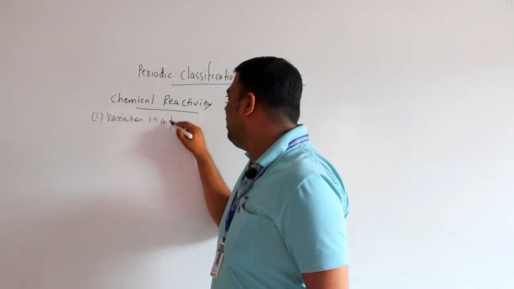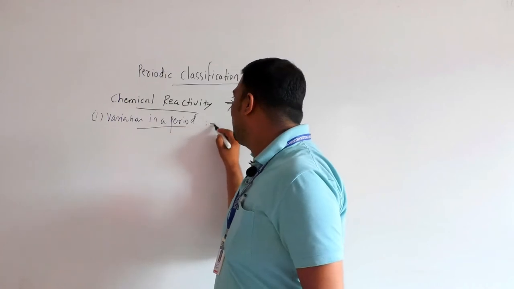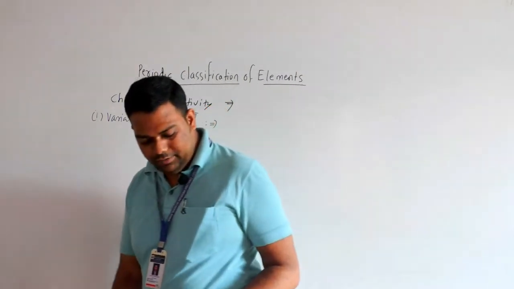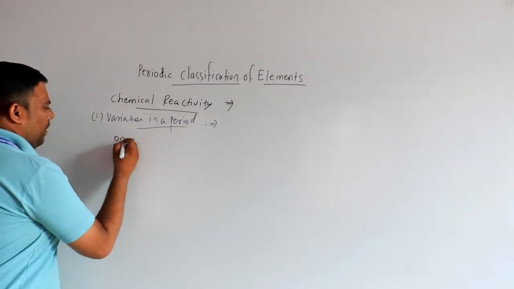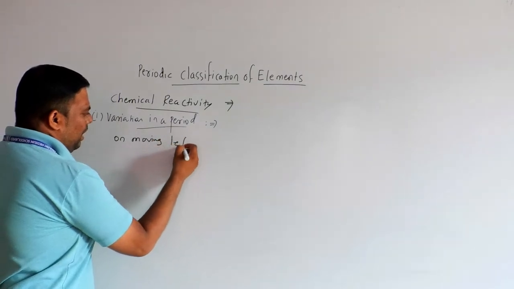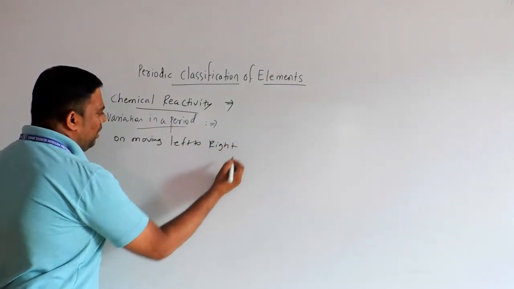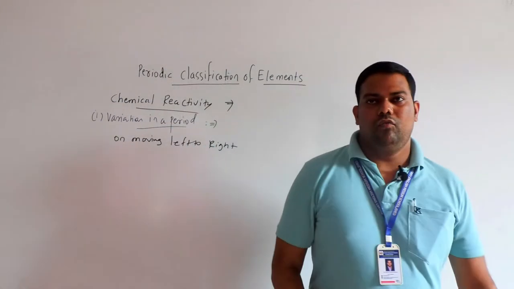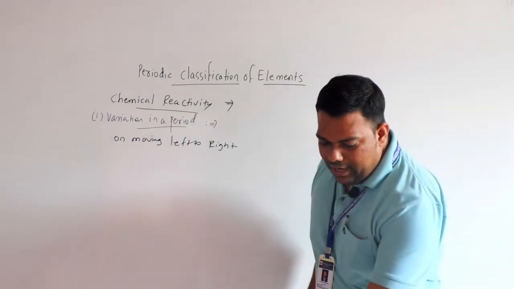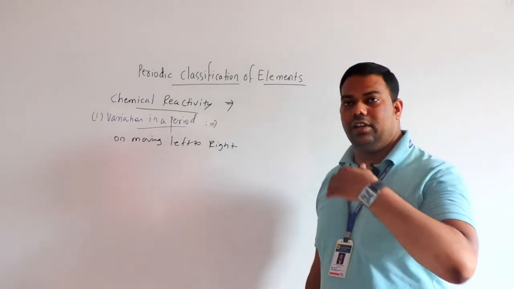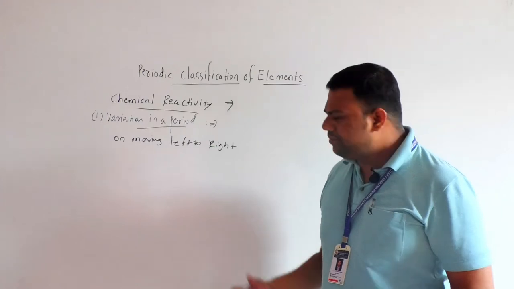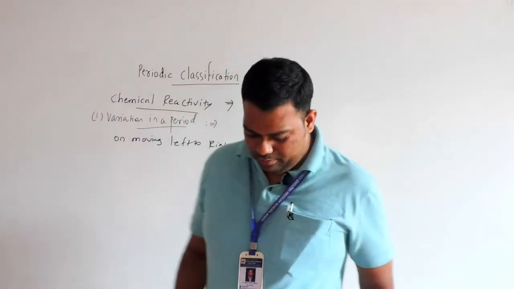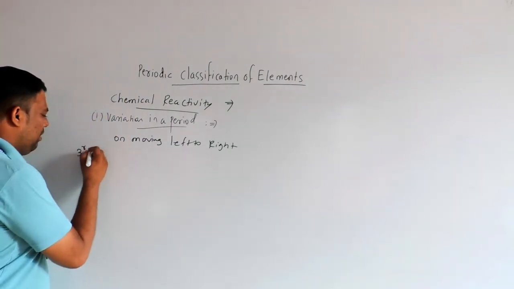In a period, on moving left to right, first chemical reactivity decreases, and then again it increases. We will discuss this with the example of the third period.